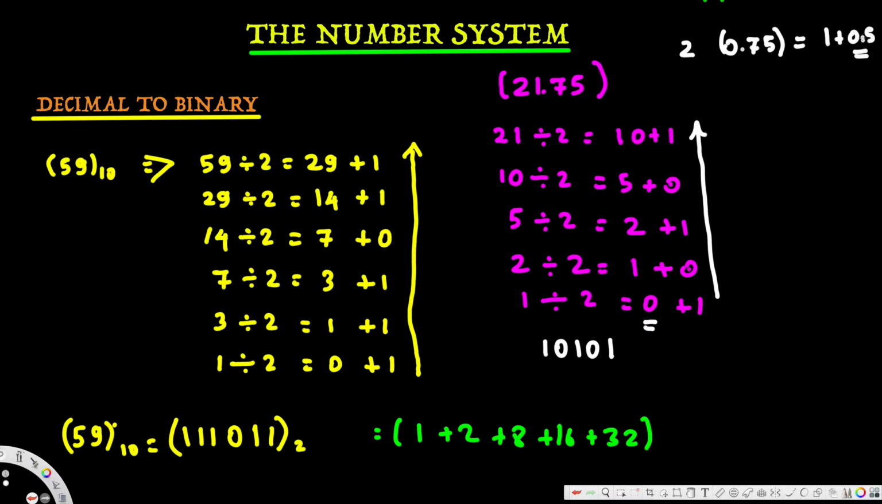Now here we have 0.5, so I have to take that 0.5 again and multiply by 2. We do that until we get the fraction part 0. So this is going to be 1 plus 0. Now we are getting a fraction part that's 0.